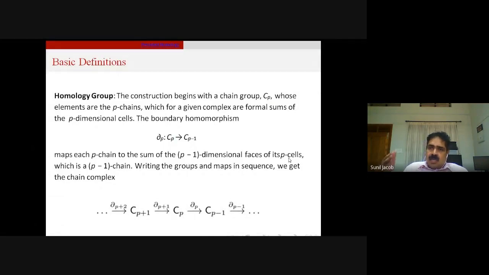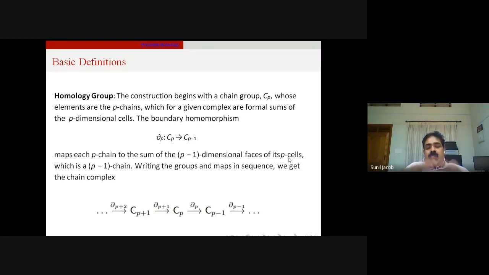And the linear combination of the simplices inside a complex or the space will give you a chain group. The construction begins with a chain group Cp, whose elements are nothing but P chains, which for a given complex are formal sums of P-dimensional cells that we have already seen. And the boundary operator goes from Cp, the Pth chain group, to the P minus 1 chain group. We will see how that boundary operator applies.